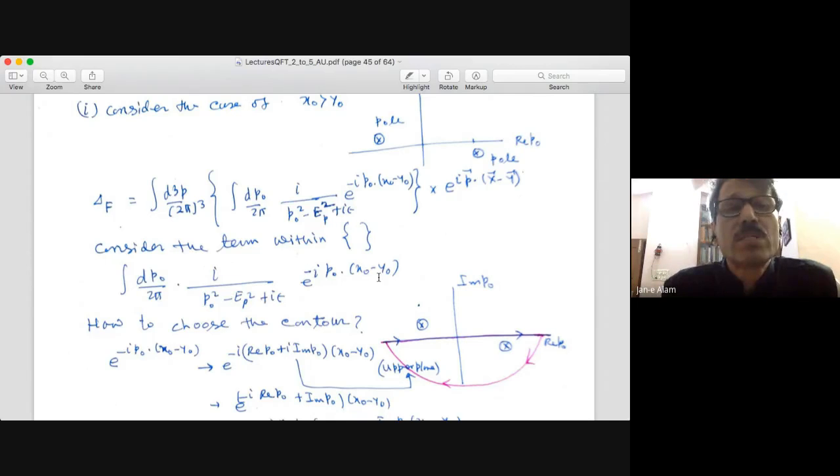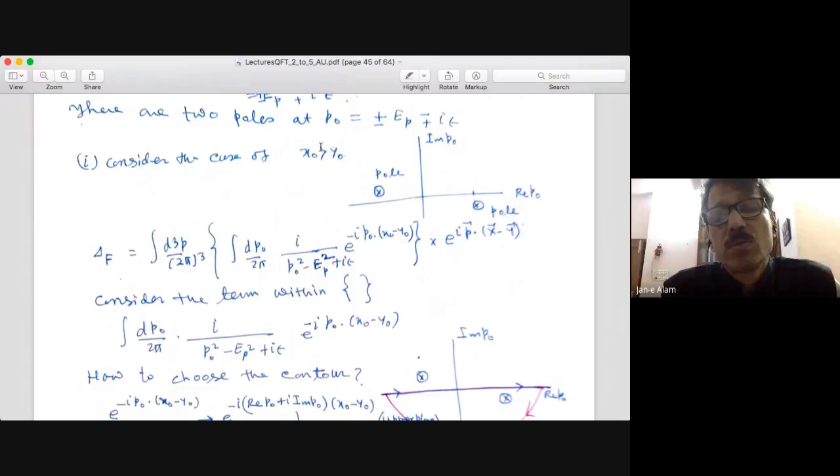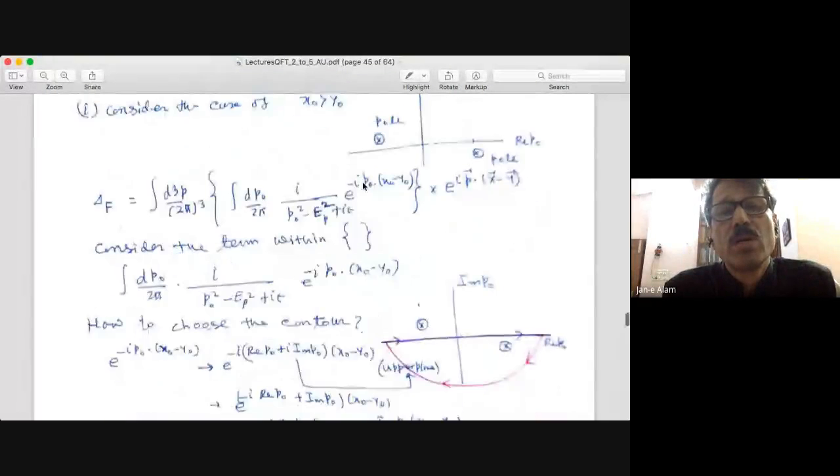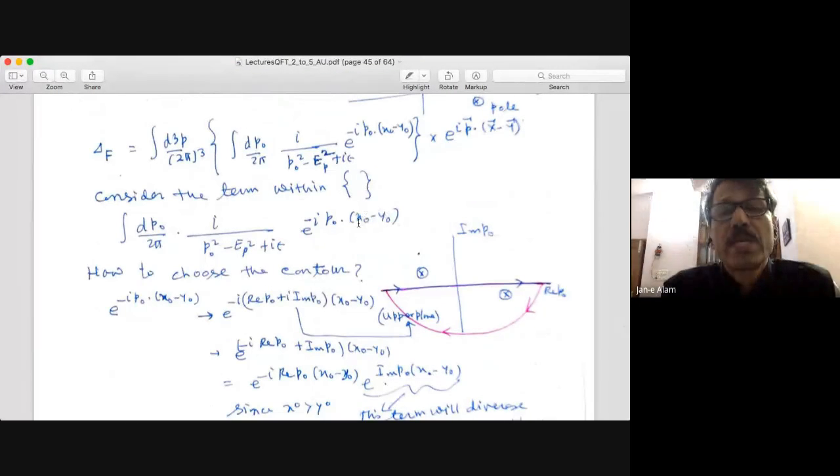So first let us consider that x0 is greater than y0, right? x0 is greater than y0. So if x0 is greater than y0, then x0 minus y0 is a positive quantity, I have to remember. Now let us see what this value is in the upper half plane.